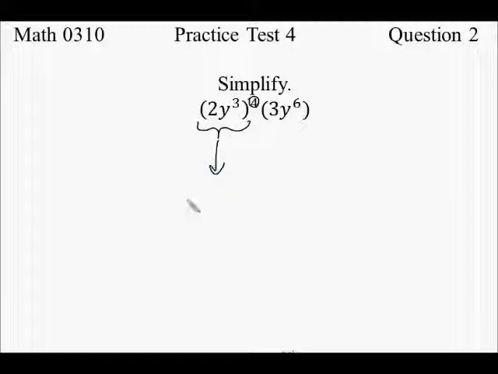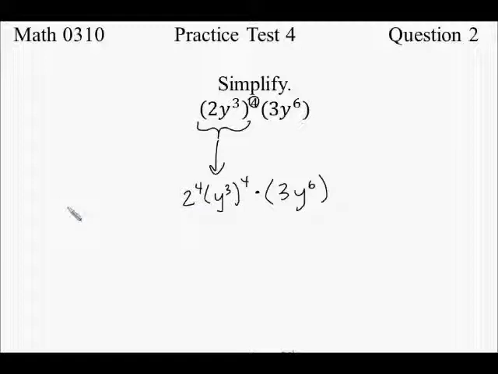So this first part here is going to become, applying the 4th power to 2, so we have 2 to the 4th, and then our next term is y cubed, so we also have y cubed to the 4th, and then that's going to be multiplied times our 3y to the 6th that we have in the second parentheses there. Okay, so here now we just want to simplify each term.